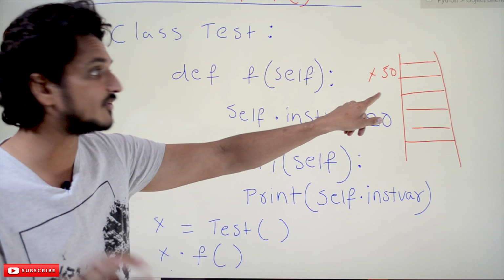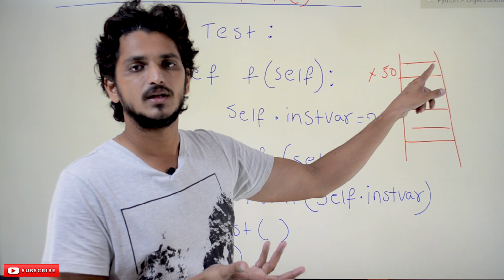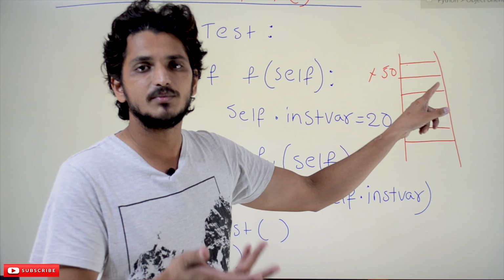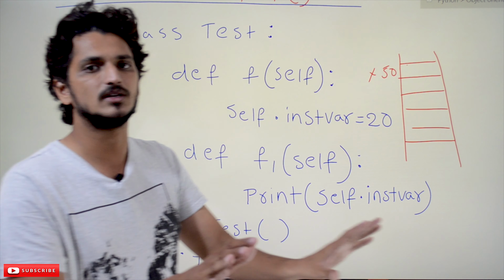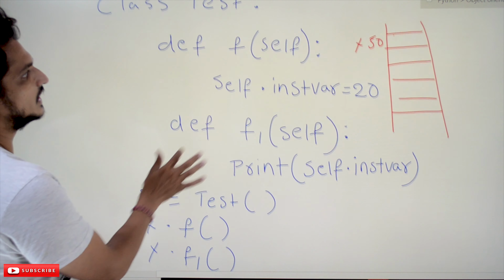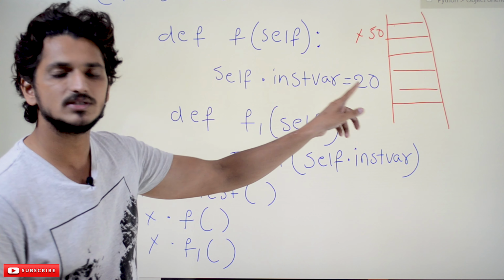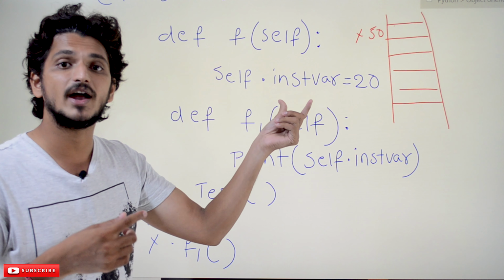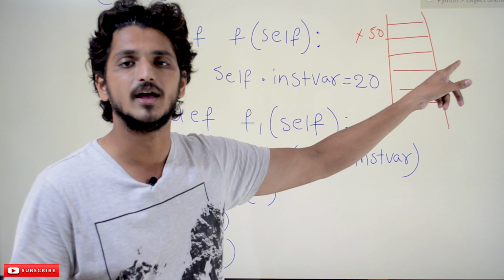See, that is the reason why in this memory location there are no variables. Nothing is assigned because we did not define anything in the init method. So it will assign the space. Now check what happens here. In the f of method, what we are doing? Self dot inst var is equal to 20. Means inst var is a variable that should be defined in the instance space. In this space, this variable should be defined.